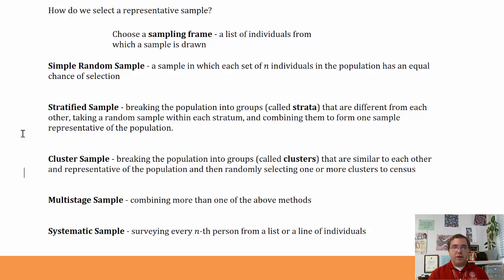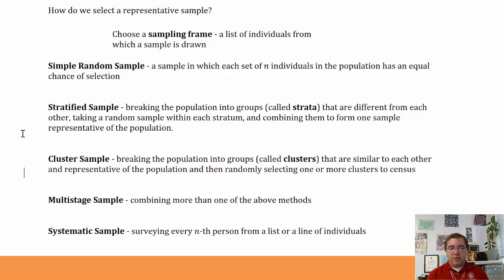So a cluster sample is when we identify these clusters, these groups that are similar to each other and each representative of the population, and then we randomly select one or more of those clusters to take a census of. If I want to know the opinions of the Gray House about the House meeting, maybe I will just randomly pick 2 mentor groups, and I will take a census of each of those mentor groups. That would be a cluster sample.